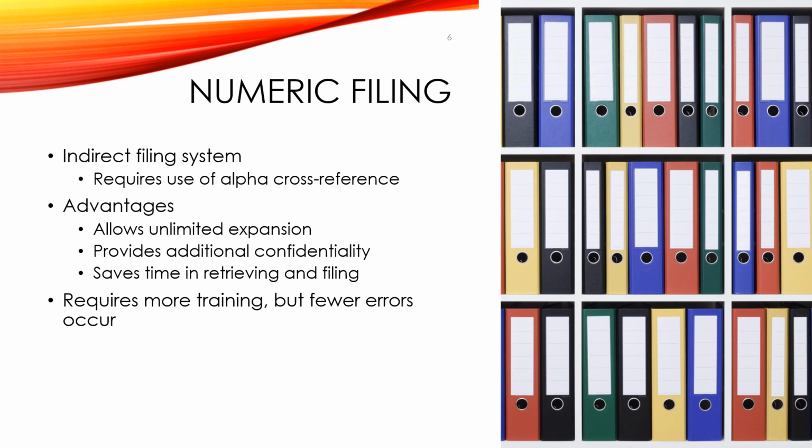Numeric filing requires more training because you need to learn how the numbers are being assigned and how to use the alphabetical cross-reference. However, once you learn it, it's easy to locate, and we see very few errors in filing with a numeric system compared to an alphabetic system. That's a great advantage and why a lot of bigger facilities use a numeric filing system.